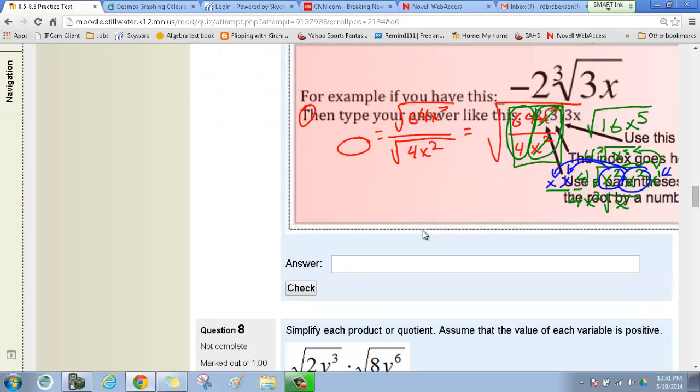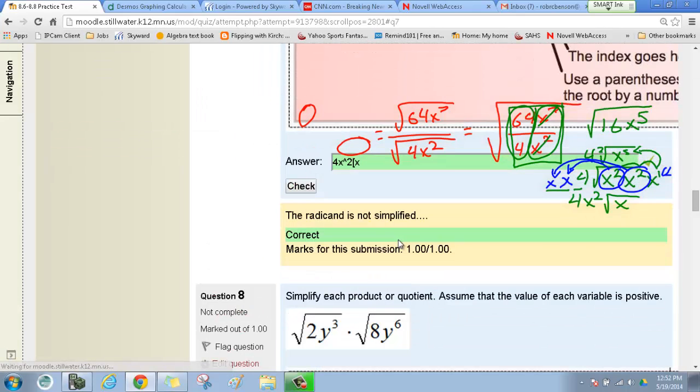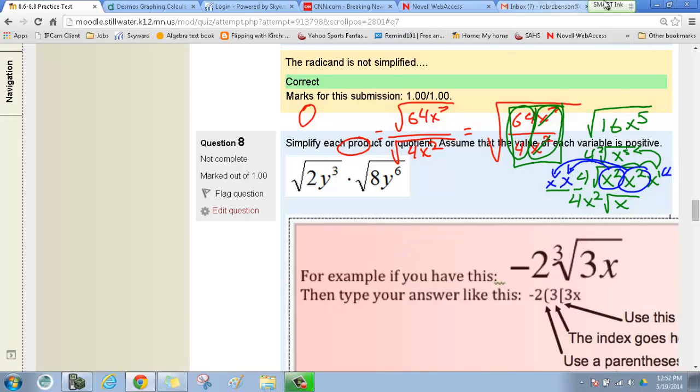Okay, let's just plug that in and move on. We have 4x squared bracket, because it's a square root, we don't need that index thing, x. 4x squared x. There we go. Moving on to question number 8.